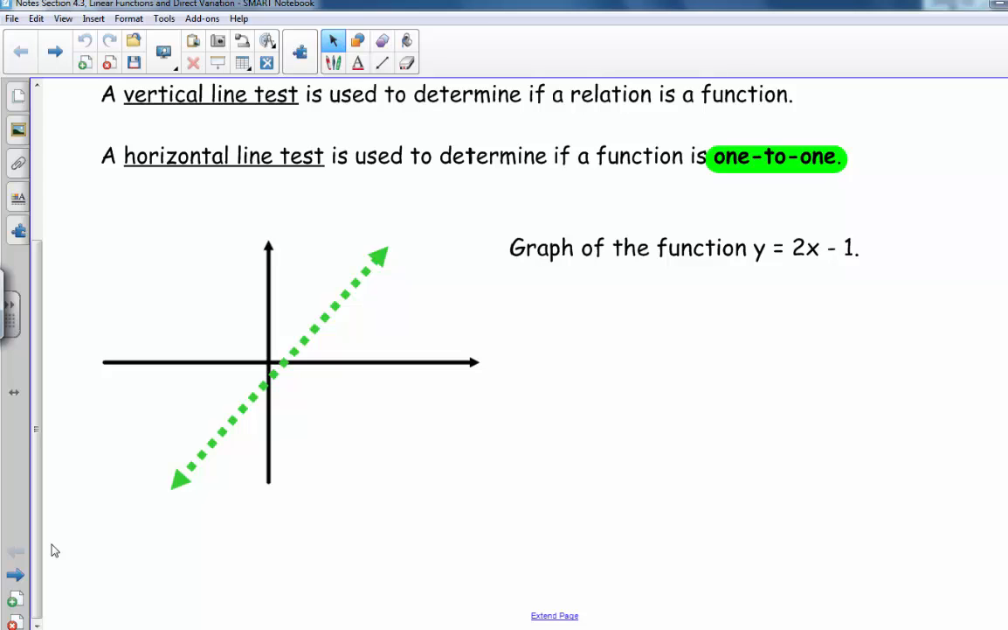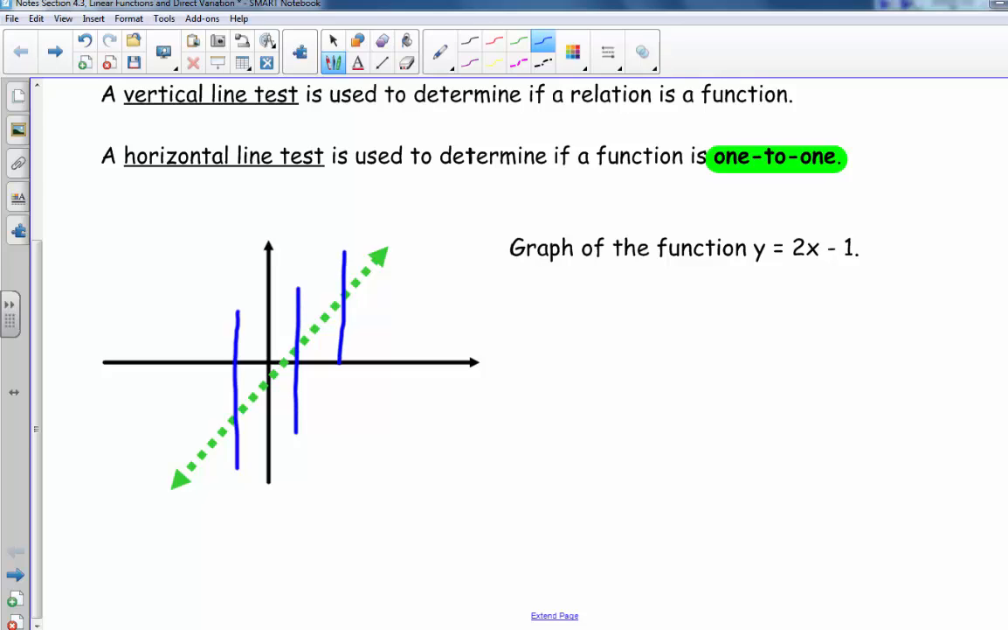So if we had the graph of 2x minus 1, first, is it a function? Yes, because it passes the vertical line test. Is it 1-to-1? Yes, because it passes a horizontal line test. So you could draw vertical lines, it would only hit one time. You could draw horizontal lines, it would only hit one time. So this function is 1-to-1.